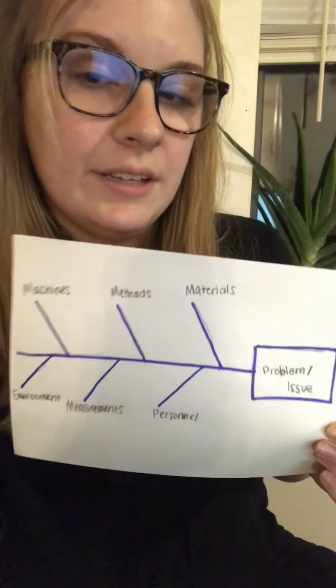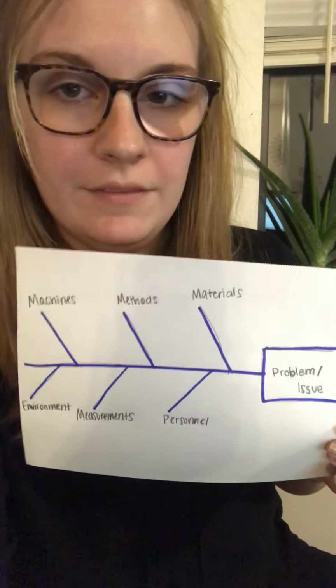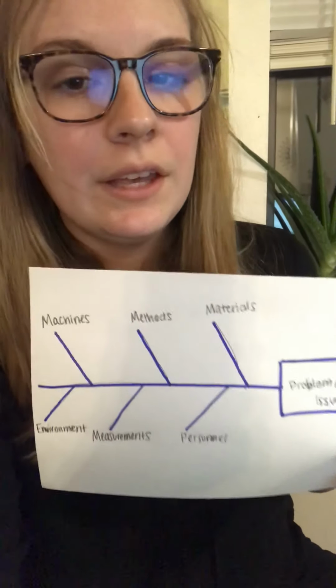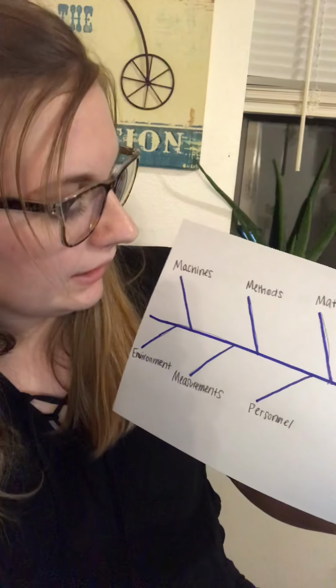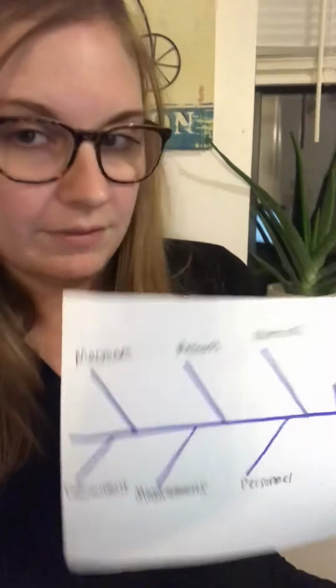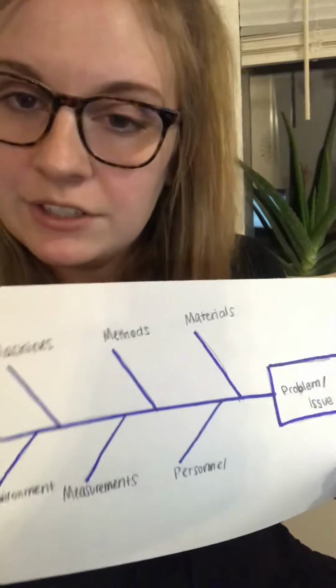The one that I have written up is an example of a manufacturing problem. Therefore, the labels are machines, methods, materials, personnel, measurements, and environment. You can change these based on what type of problem you are dealing with. The main causes can be whatever you identify them to be. Those were just my examples.